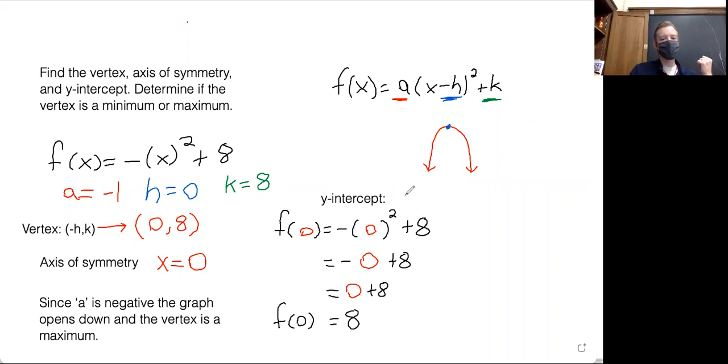So then our y-intercept is going to be the point 0, because that's what we plugged in, comma 8. Once again, the instructions are going to be the same.